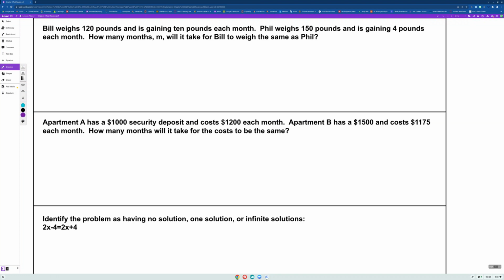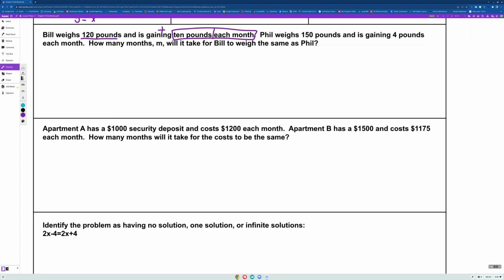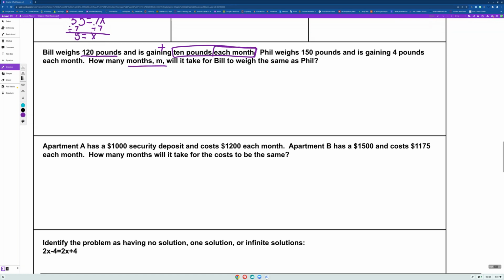So now that I've read it through once, I'm going to go ahead and read it again, and now underlining, highlighting, circling those important details. So if Bill weighs 120 pounds and he's gaining 10 pounds each month, I know gaining is a positive. He weighs 120 pounds, and each month, this is really important because each is telling me that it's going to happen again and again and again. I don't know how many times it's going to happen, and I know that that's what I'm solving for. So that's going to be my variable. It's going to be 10 pounds in each month, M.